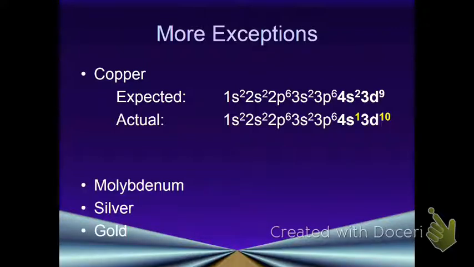So, in addition to gold, silver, and molybdenum, you've got to remember in there the copper and the chromium and the tungsten. Now, there's a bunch of exceptions in the f block.